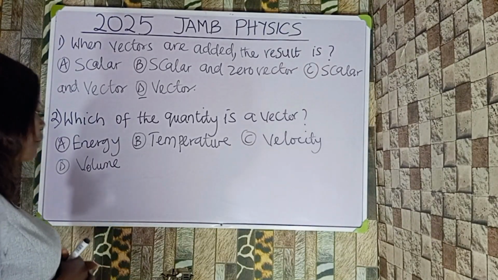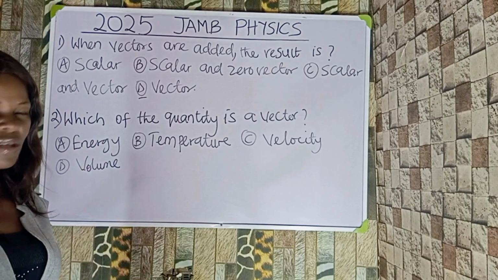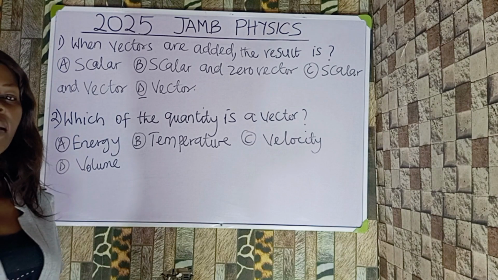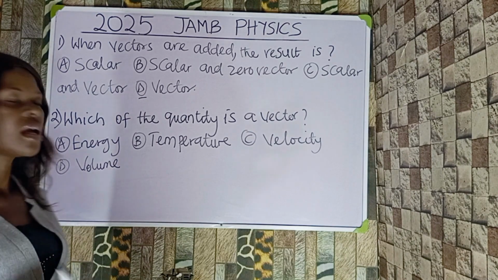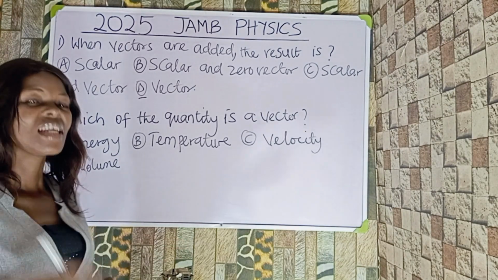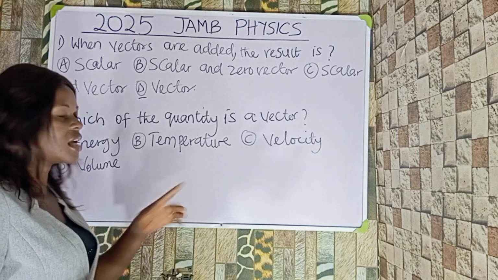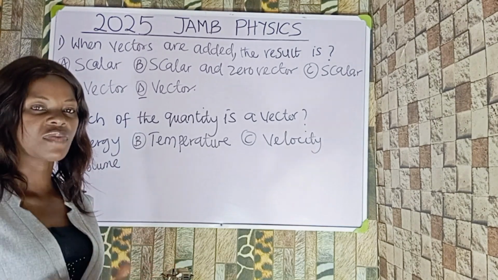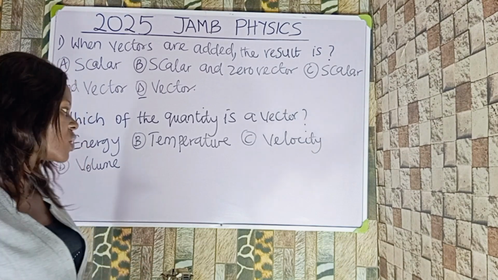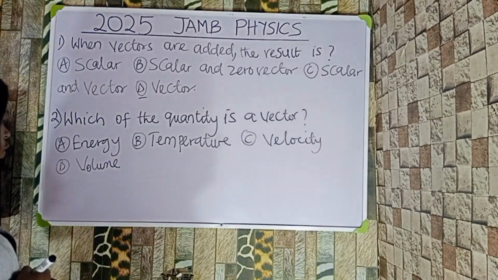Now option B is temperature. Temperature is the degree of hotness or coldness of a body, so it doesn't have anything to do with movement. That cannot be classified as a vector. Now what is velocity? Velocity is the rate of change of displacement with time. And displacement is distance covered in a specified direction. Because in velocity, distance is covered in a specified direction, that means it has magnitude and it also has direction. So C can be classified as a vector. Then the last one is volume.